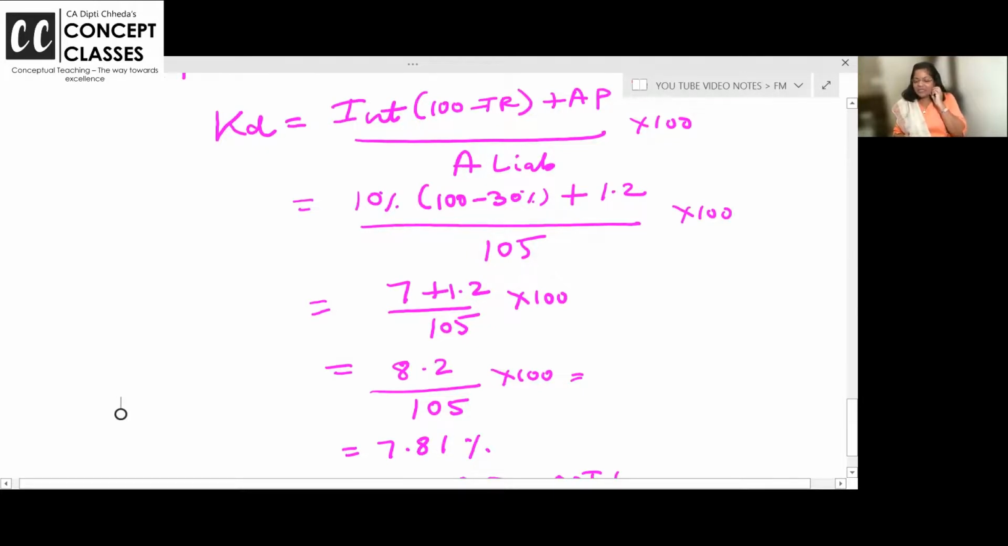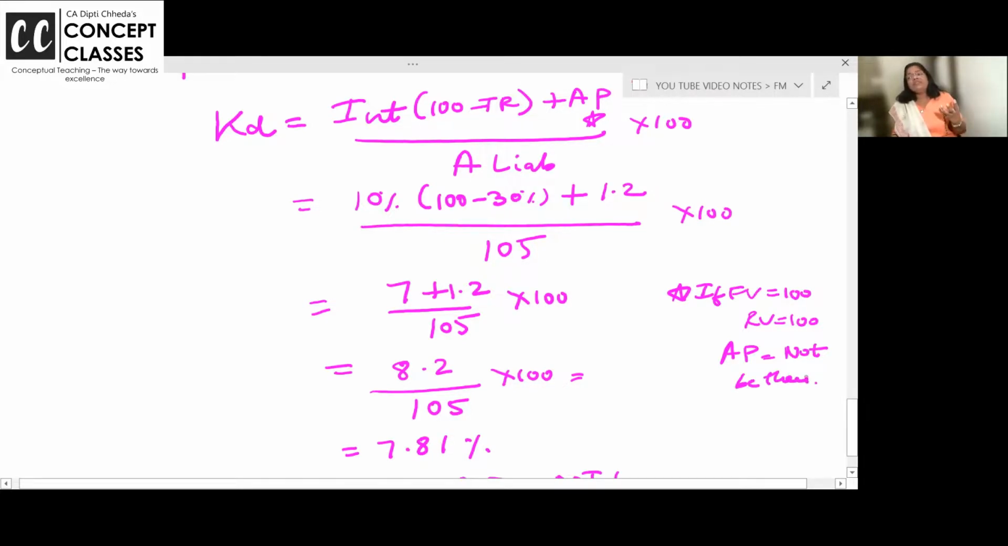KD, interest. Ma'am, if the redemption value and face value and all is 100, this is not going to come. Average premium will not come. If face value is 100, redemption value is 100, average premium will not be there. Put a star mark and write it down.